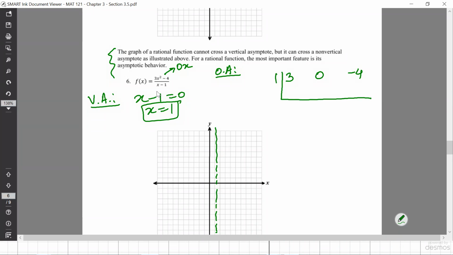And since you guys already did this calculation last time, I'm just going to go through it quickly. So you bring down the 3. 3 times 1 is 3, add them. 3 times 1, of course, again is 3, and that gives us -1. That's the remainder. This is part of the quotient, and also the oblique asymptote, which comes out to be 3x plus 3.